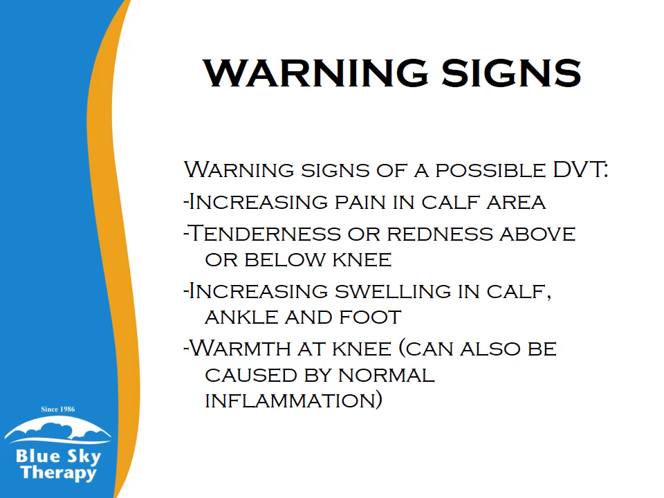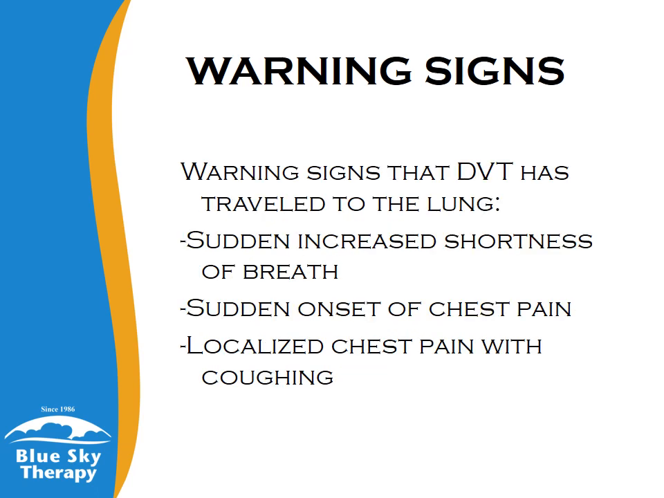Warning signs of a possible DVT: increased pain in the calf area, tenderness or redness above or below the knee, increased swelling in the calf, ankle, or foot, or warmth at the knee. Warning signs that a DVT has traveled to the lung are sudden increased shortness of breath, sudden onset of chest pain, and localized chest pain with coughing.